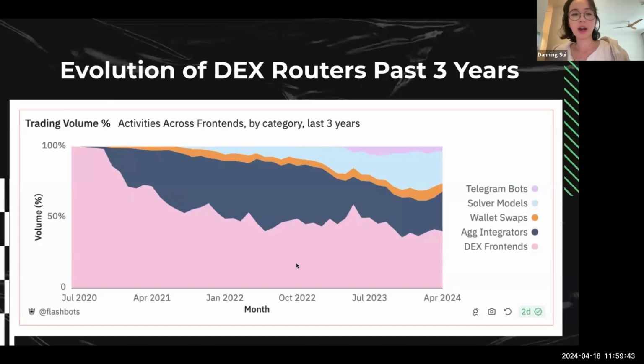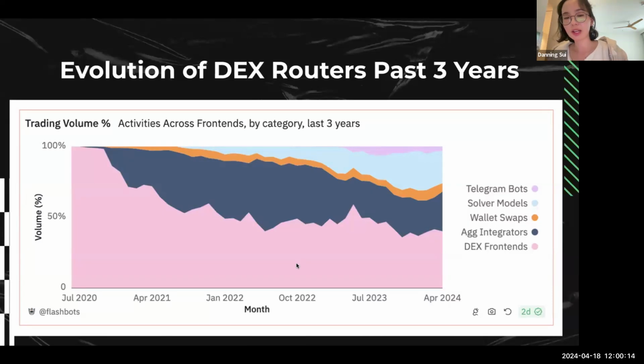And just to give an idea of how the scale looks, you can see the evolution happening in data as well, where the pink is DEX front ends, which is when Uniswap started. Afterwards there are aggregators, or basically whoever the front end is calling an aggregator API. We call them aggregator integrators. And there is orange, which is when wallets said, users definitely prefer simple UI and UX, so why don't we just add a swap function within the wallet? And so you see wallet swaps.